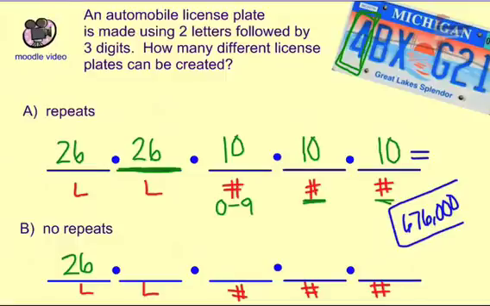When we go to our second spot right here, A is no longer available because we cannot repeat it. So that means how many letters are left in the alphabet? We are left with 25 for our second spot there.